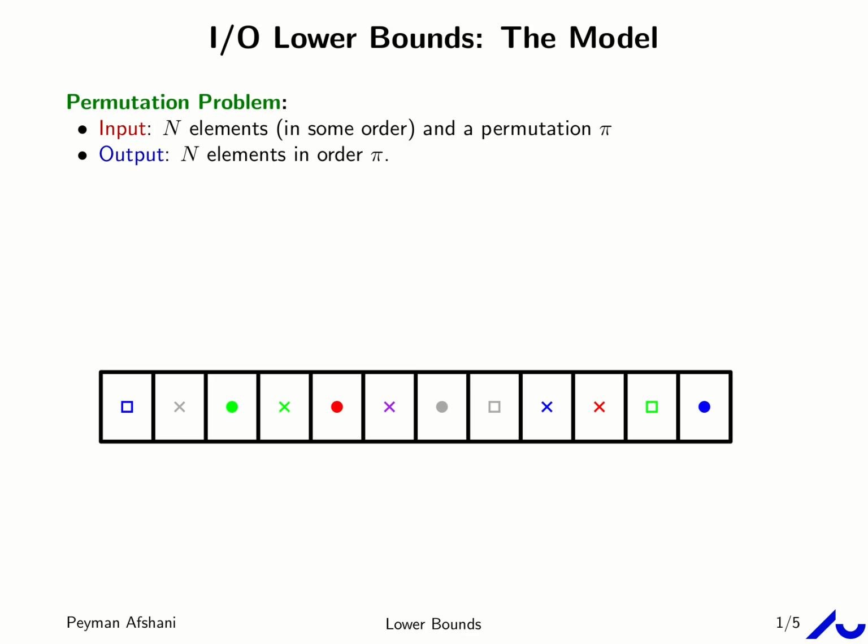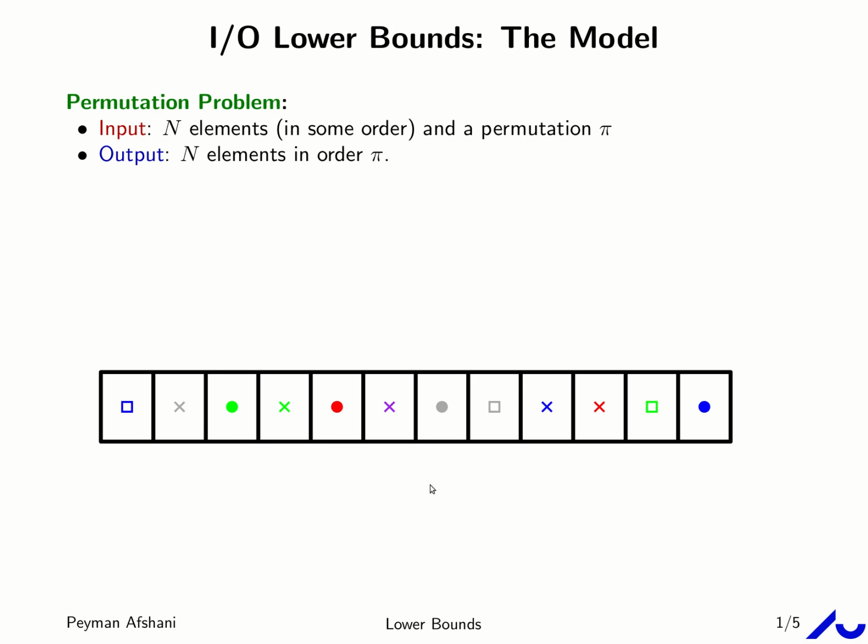In this video, we prove the permutation lower bound and the sorting lower bound in the IO model. The problem is the following. We have an input of n elements in some order, and we are also given a permutation pi of these n elements. The permutation could be given implicitly or explicitly. And now we want to place these n elements in the order given by pi.